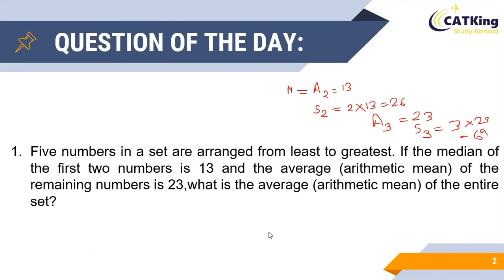Hence, we can easily find out the sum of the 5 numbers. It will be equal to the sum of the two numbers, that is 26, plus the sum of the remaining three numbers, that is 69, giving us a total sum of 95. Hence, the average of the 5 numbers in the set is equal to the sum divided by 5, that is 95 divided by 5, giving us an answer of 19.